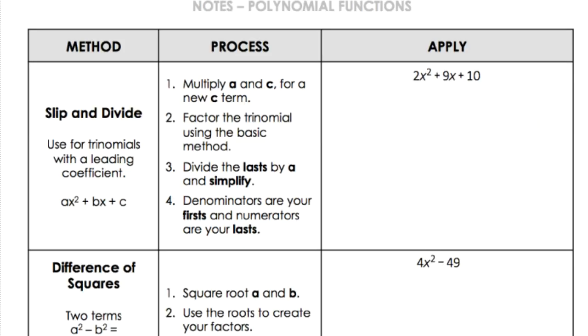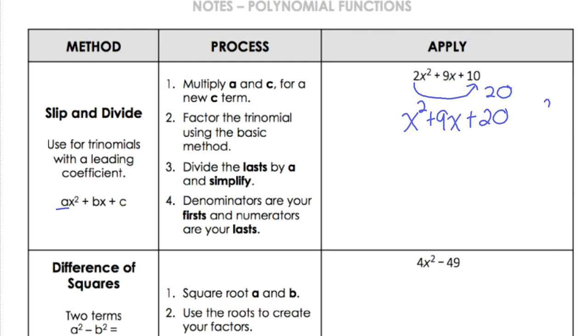Next one is called slip and divide. We use this for trinomials where it has a leading coefficient out in front. So trinomials, again, are going to be x squared plus something x plus c, or constant. And we're going to do what's called slipping and dividing to figure out how to factor that with an a value out in front. So the first thing you do is you multiply the a value out in front times this constant at the end. When we do that, we get 20. And that becomes our new c term. So we're basically slipping that 2 over with the c value to make a trinomial that I can do the basic method on.